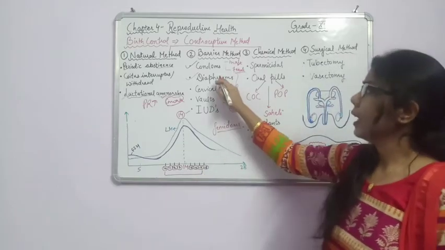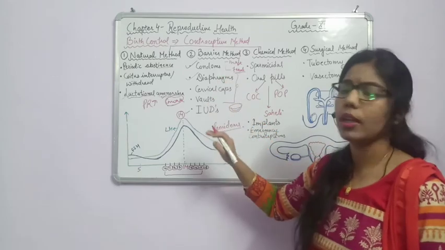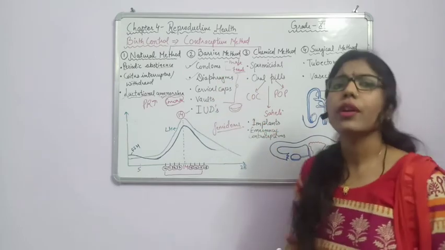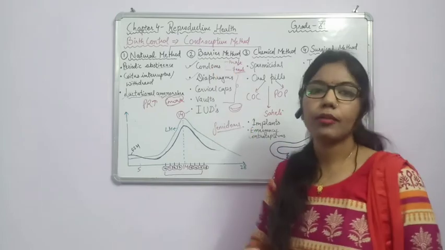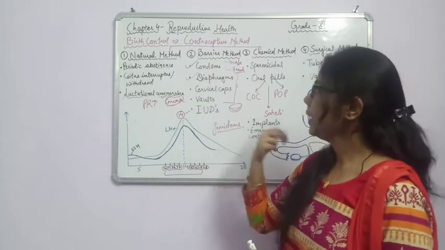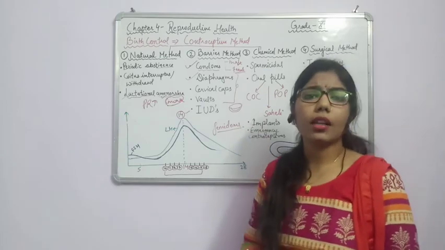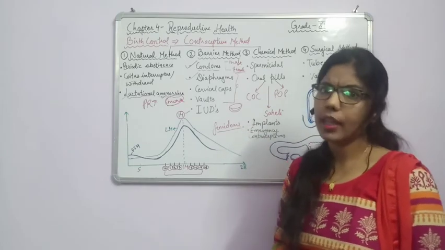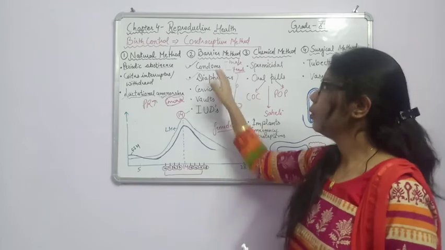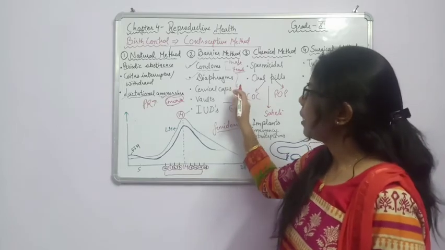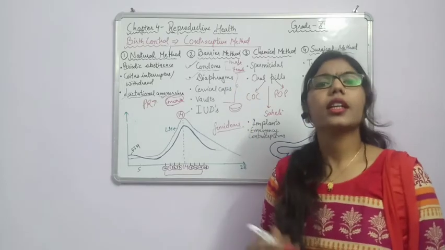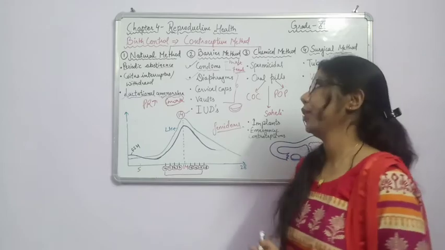Fine. So diaphragms, cervical caps, vaults, what are they? They are made up of rubber, while condoms are made up of latex sheet. The second thing about condoms is that they are not reusable. Once used, we have to discard them. But diaphragms, cervical caps and vaults are reusable. This is the second point about it.